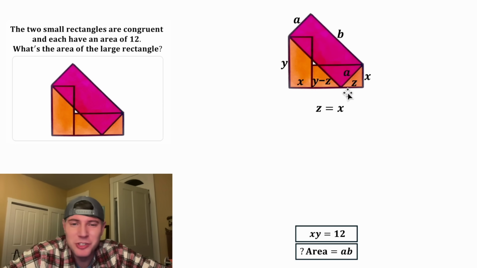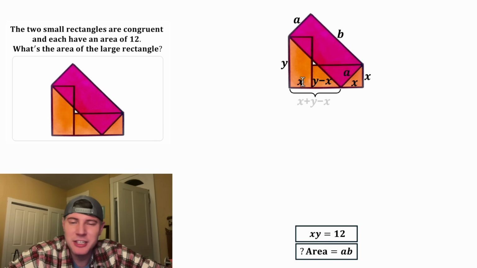Let's do some substitutions. In the place of both of these Z's, we can plug in X. And now we're done with Z. Goodbye, Z. And now we know this whole distance. It's going to be equal to X plus Y minus X. This positive X and this negative X are going to cancel each other out. So this whole distance is equal to Y.